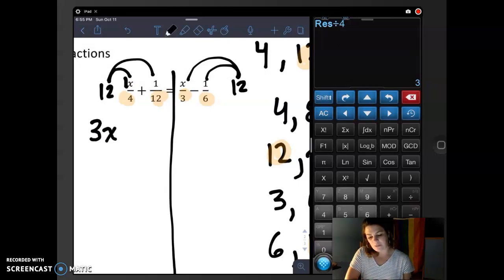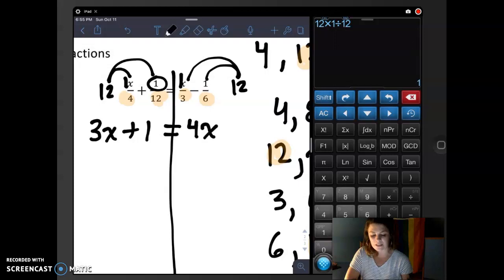And then we're going to do the same thing again for the next one. So 12 times 1. That's this number here. And then divide by 12. You could do it all in one step if you wanted to. All right, we're going to do the next one too. So 12 times 1 divided by 3 is 4 x's. And then 12 times 1 divided by 6, and it's a negative, would be 2.